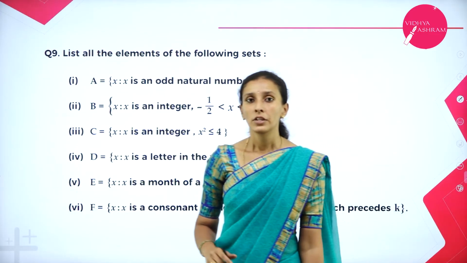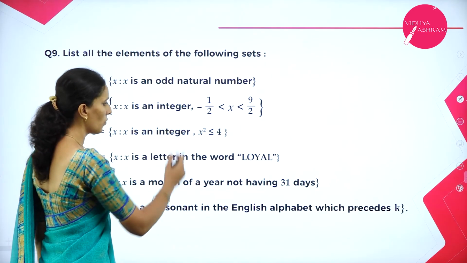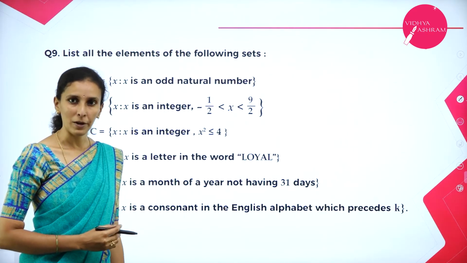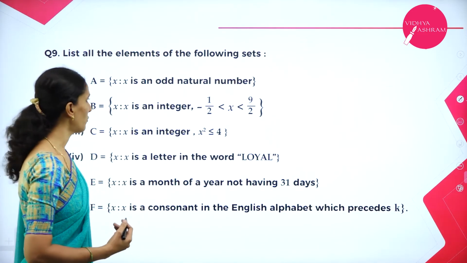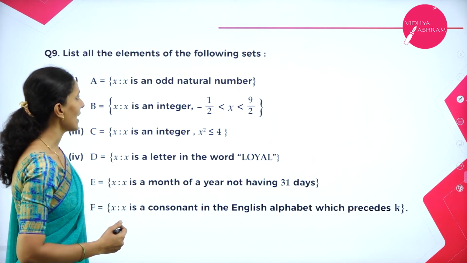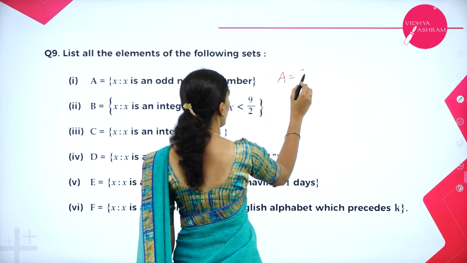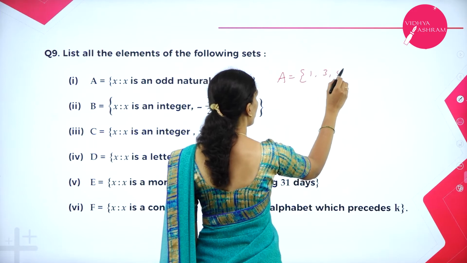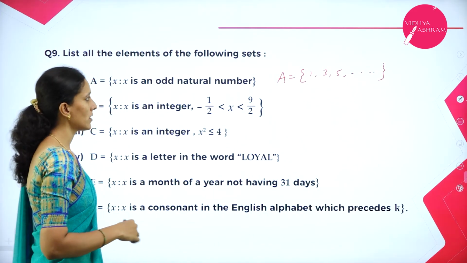Next, list all the elements of the sets given here. So here it is in set builder form. We are listing it, meaning we are supposed to write in roster form. So x is an odd natural number. So let me start with 1, 3, 5, etc. We have many odd natural numbers, so just dot dot dot.